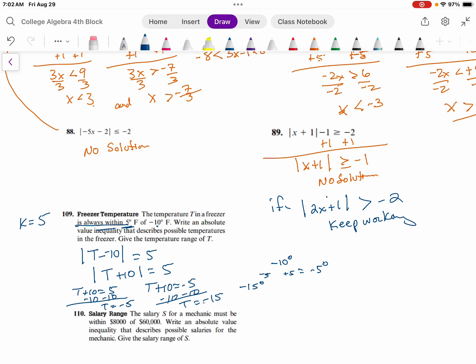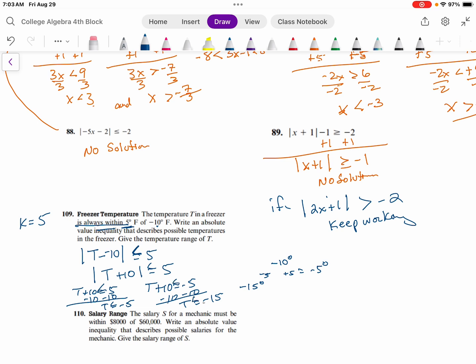Now, we probably should use an inequality statement here because it says within, so that means that's the max it could be. And so what we want to use is the less than or equal to on this one as our inequality statement. So we're going to change all those over.